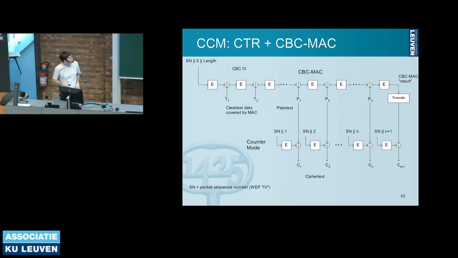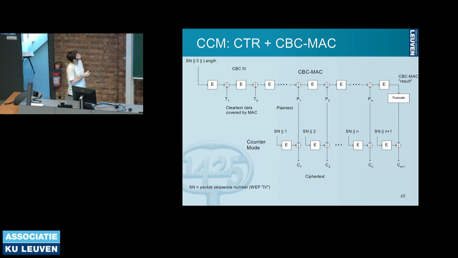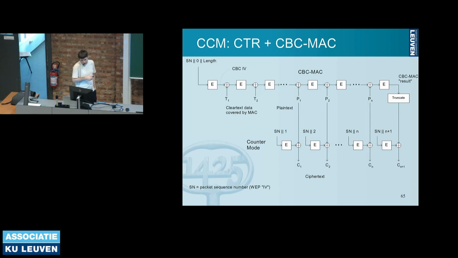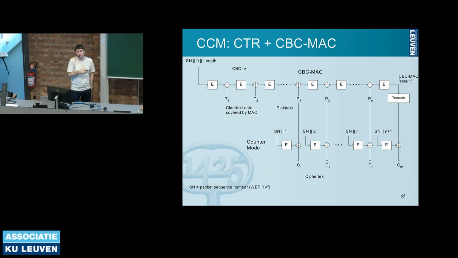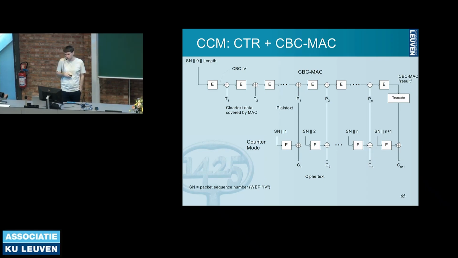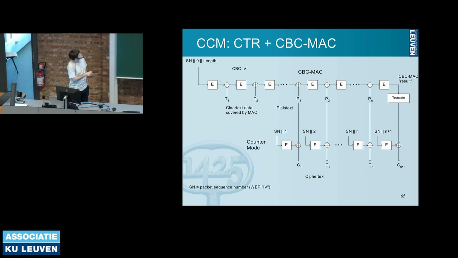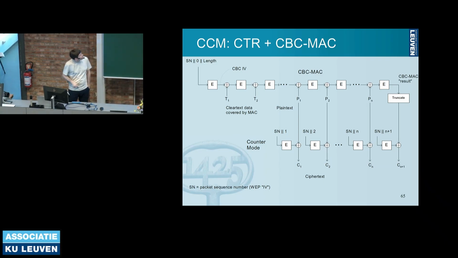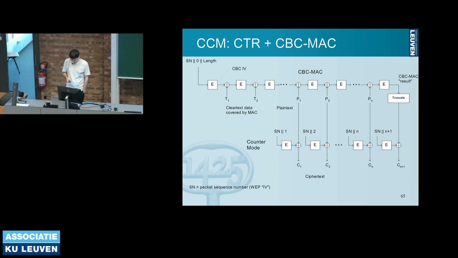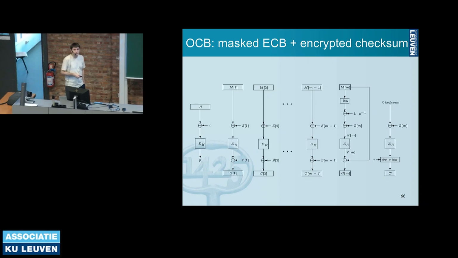So this is an example of an authenticated encryption mode. You take counter mode for the encryption, and then you compute the tag using the CBC MAC that we already saw before. So here this is the encryption, and then the tag is produced using CBC MAC here. Another example is OCB.